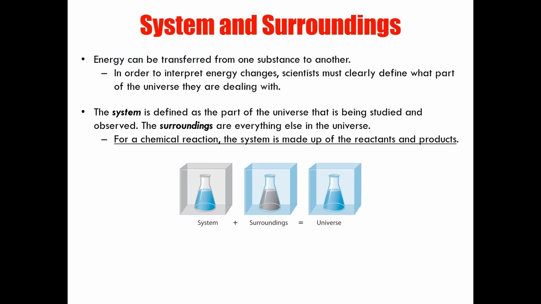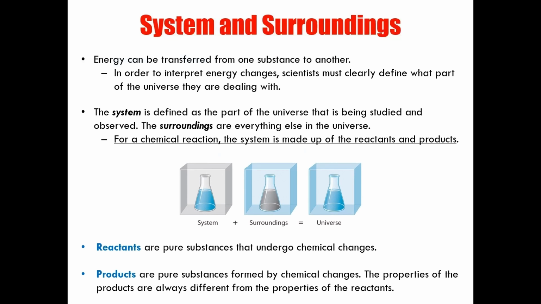For a chemical reaction, the system is made up of the reactants and products. Reactants are pure substances that undergo chemical changes, and the products are pure substances formed by chemical changes. The properties of the products are always different from the properties of the reactants.